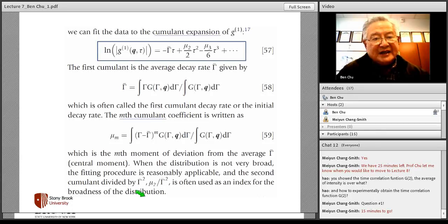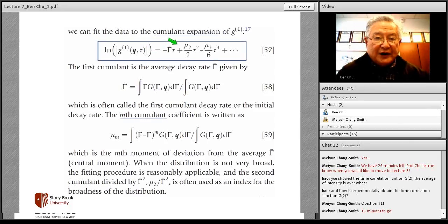The one we have extracted out from the experiment can be expanded into a cumulant expansion. The cumulant expansion is defined as the average line width, defined in this G gamma distribution, and then the cumulants, you have a cumulant coefficient. This is expressing that. From this, you can do the first order, simply truncate right here, and you have the first two terms. Therefore, you can measure the mu2, which in this case is mu2 over gamma bar square.